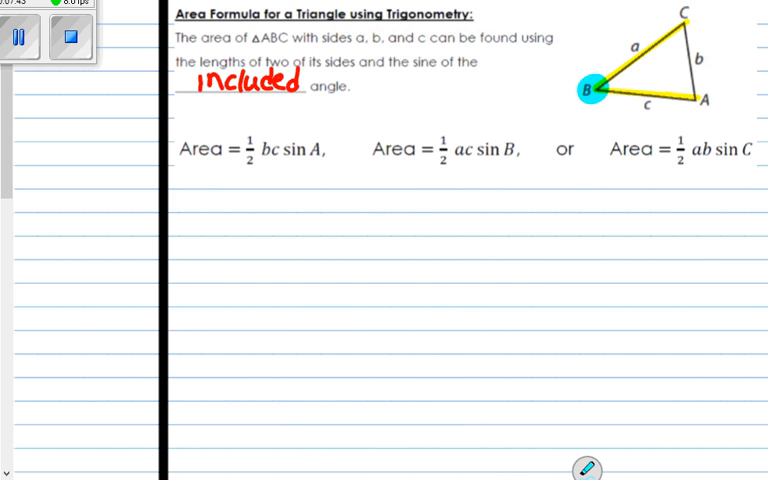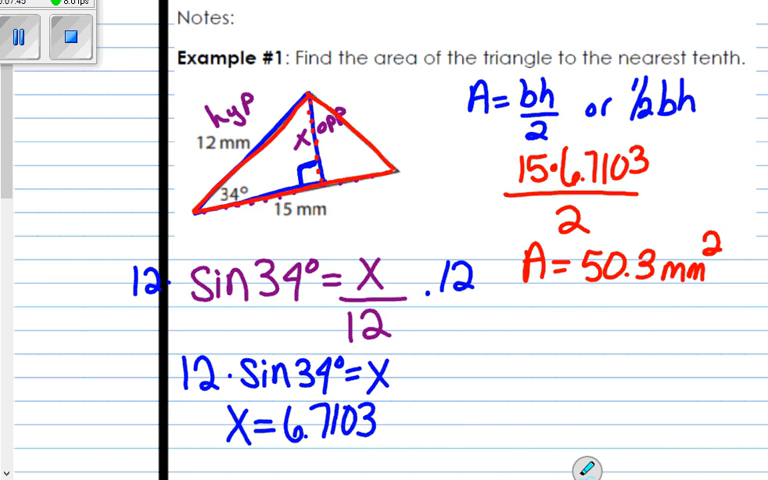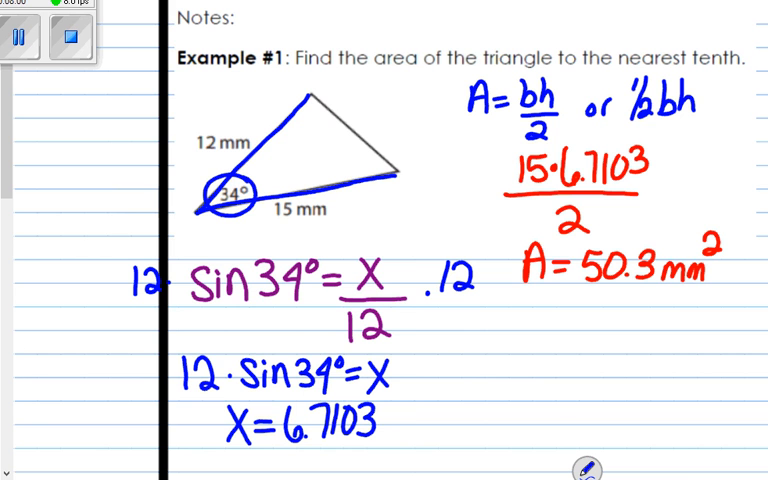So here's an example of doing it back with our original question. I'm going to erase all this so we can see a little bit better. We have a side and an included angle. So we can find this. It's always the sine of the included angle. So it's 1/2 of 12 times 15 times the sine of 34 degrees.